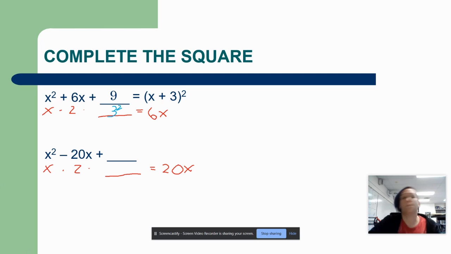Okay, so x times 2 times 10 would make 20x. 10 squared is 100. So the missing term is 100. And then to practice our factoring, I am going to put it as a parentheses squared. So this one would be x minus 10 squared.